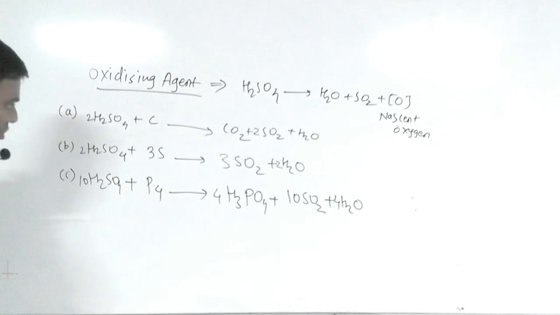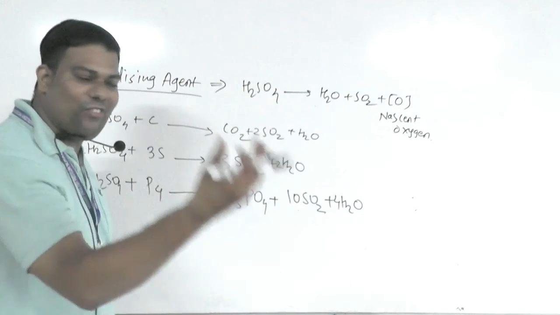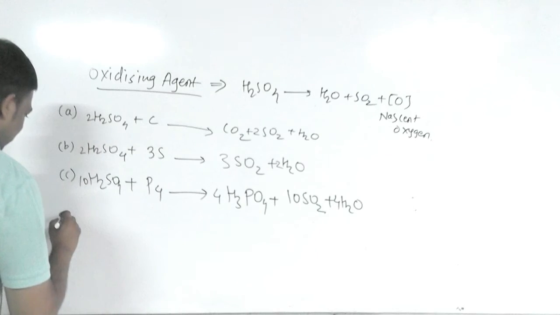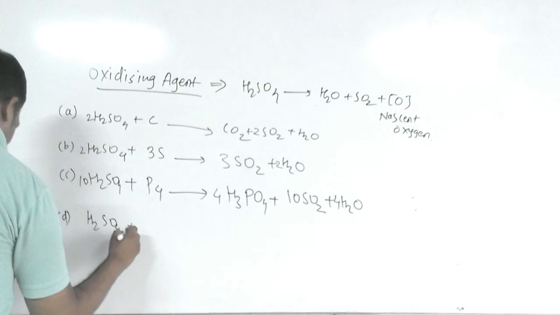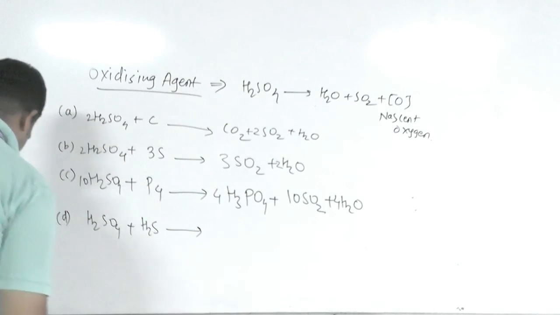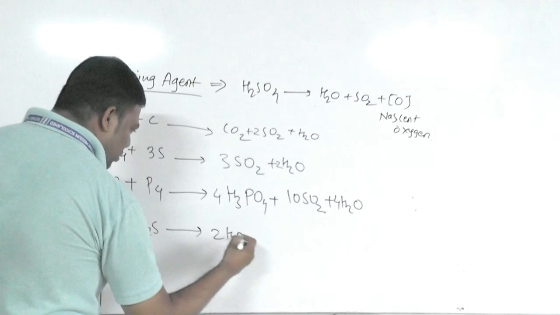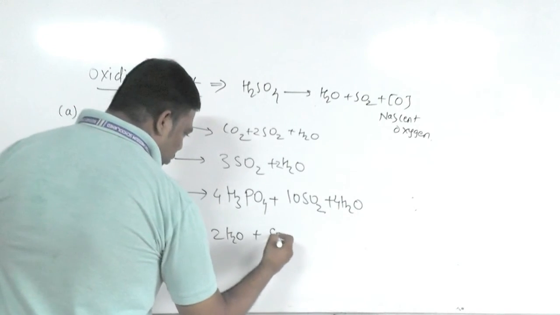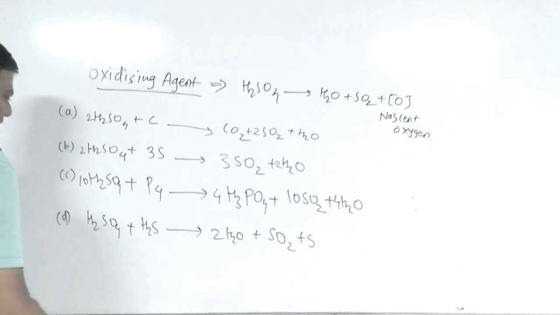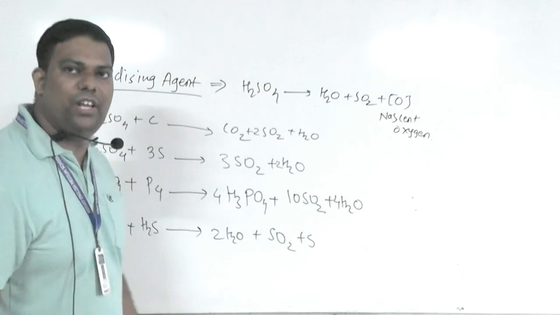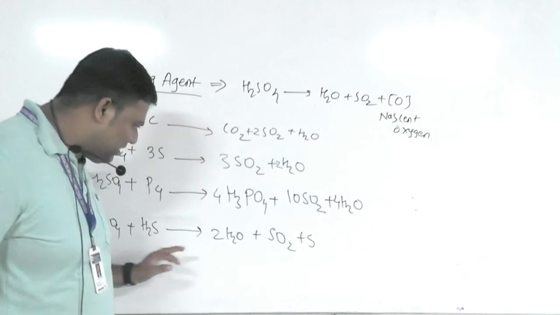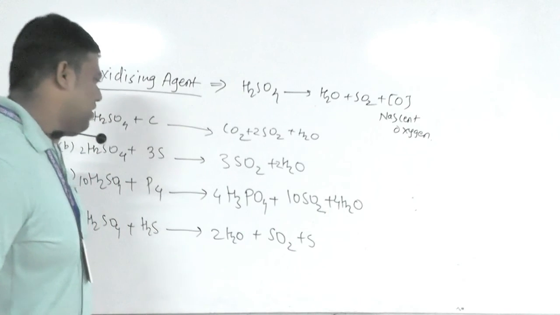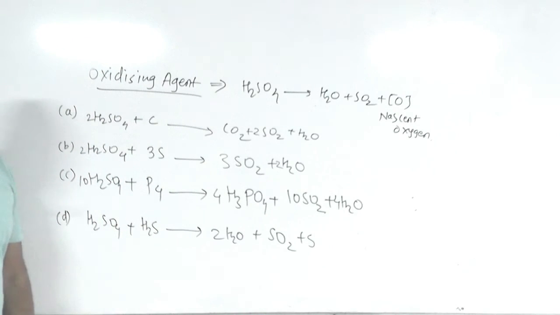Next, sulfide. Sulfide is converted into sulfur. See here, the fourth one: H2SO4 plus H2S gives 2H2O plus SO2 plus sulfur. Always keep in mind that in acidic medium, sulfide, S2 minus, is converted into sulfur. I hope you understood all these reactions clearly.